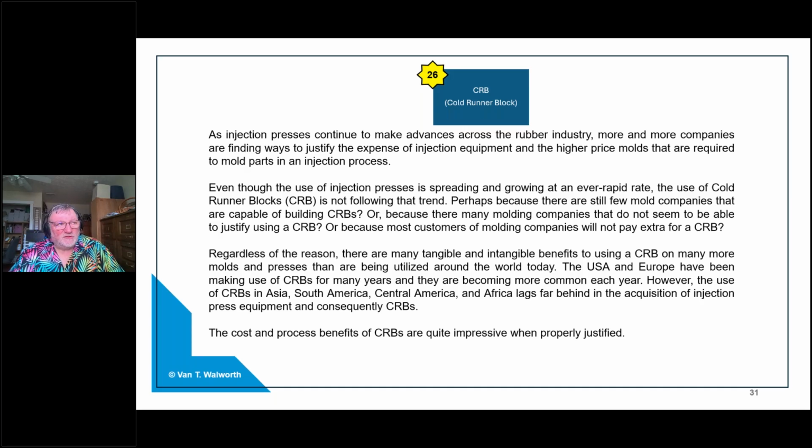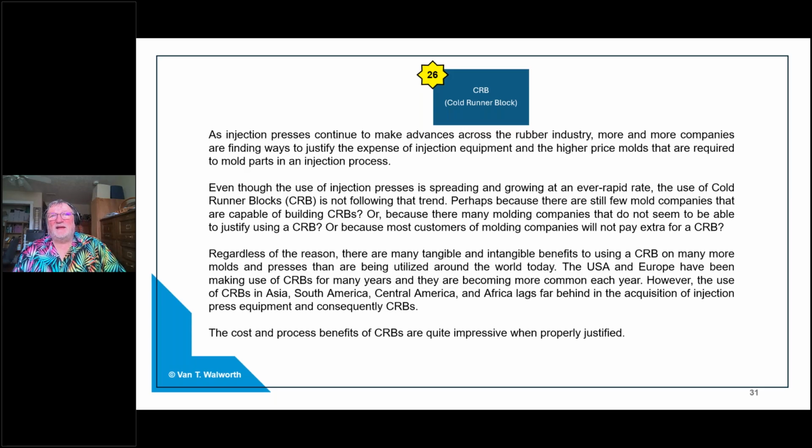A number of different machine shops make cold runner blocks, but all cold runner blocks are not created equal. They're not machined equally. They're not designed equally. They aren't necessarily friendly to use. There's some, but very little use of cold runner blocks in Asia, in South America, in Central America, and places other than that.